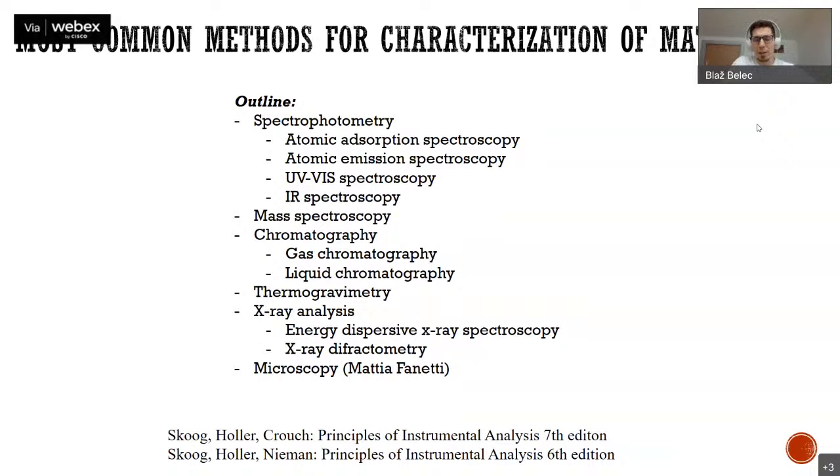The basic literature regarding this course, which I would call the Bible, the holy book about instrumental methods and instrumental analysis, is Principles of Instrumental Analysis, 6th, 7th edition, or even older, written by Skoog, Holler, and Crouch.